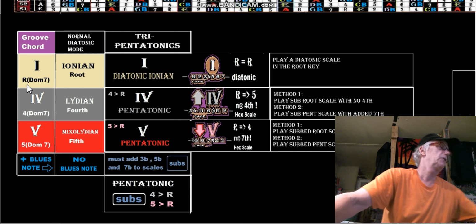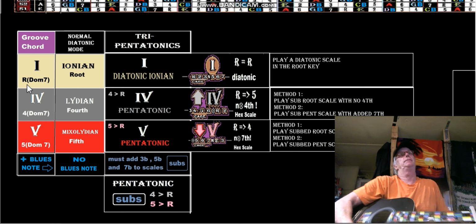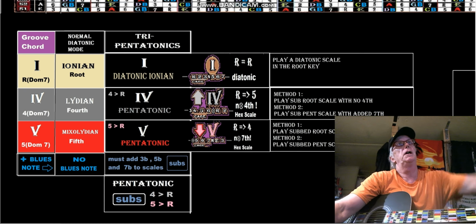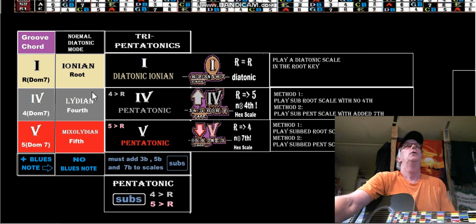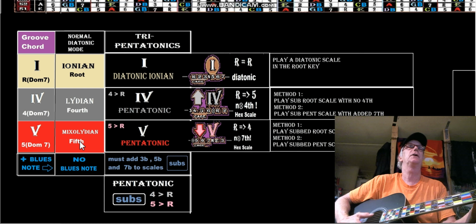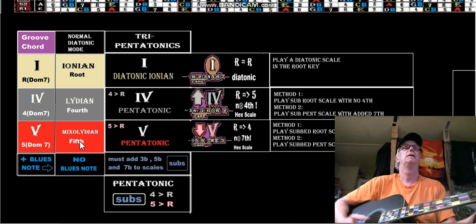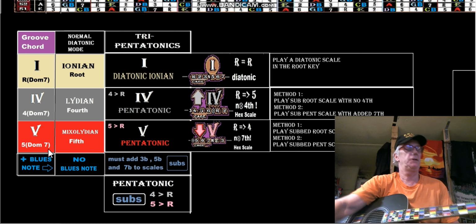So of course we have our groove modes. R dominant, 4 dominant, 5 dominant, plus blues notes, or Ionian, Lydian 4th, mixed Lydian. You know what that is, right? There's 5 dominant, or we can do A shape.